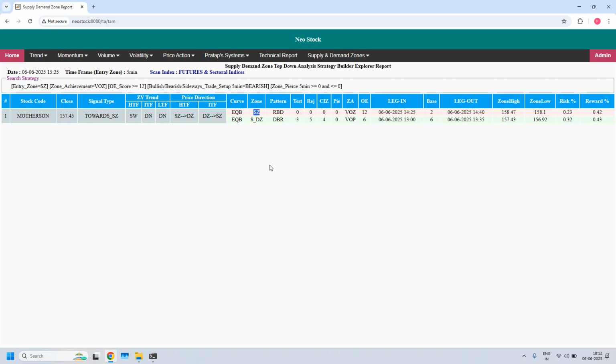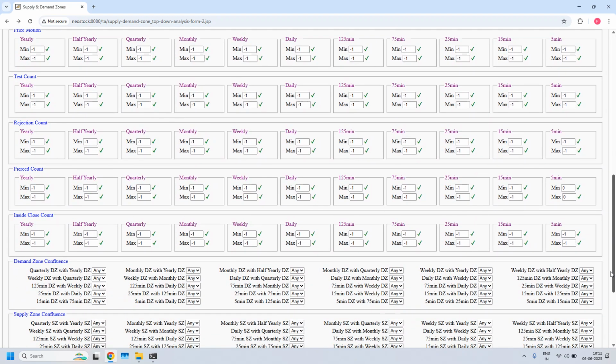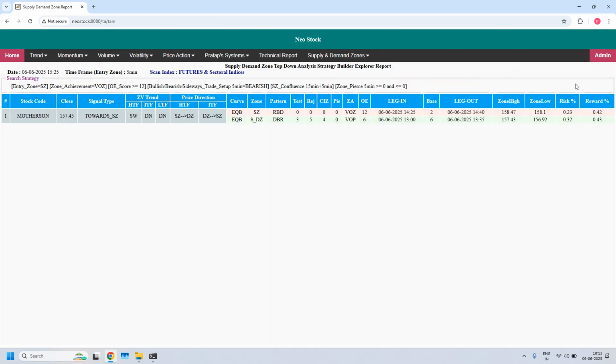That is a bearish trade setup. So entry time frame 5 minutes supply zone. Let's check whether it is having any high probability. First 5 minutes and 15 minutes supply zone confluence. Let's verify. I'm enabling the filter. So it is this 5 minute supply zone overlapped with the 15 minute supply zone.